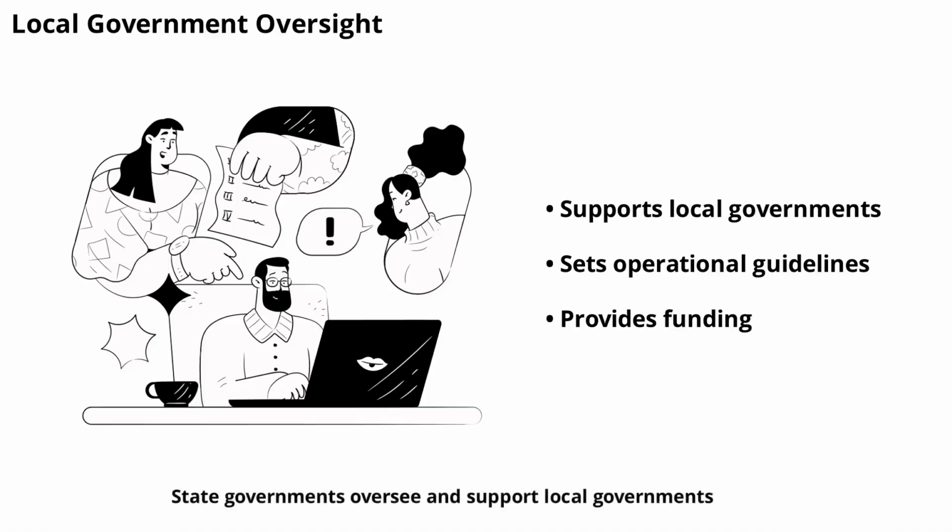State governments oversee and support local governments, such as counties, cities, and towns. They set guidelines for how local governments operate and provide funding for local services. By working together, state and local governments can better address the needs of their communities and coordinate on important issues.